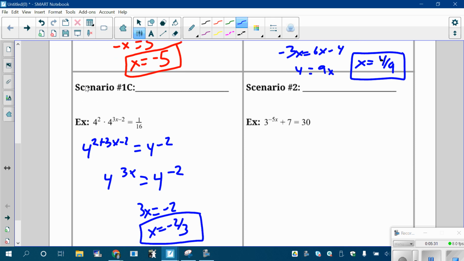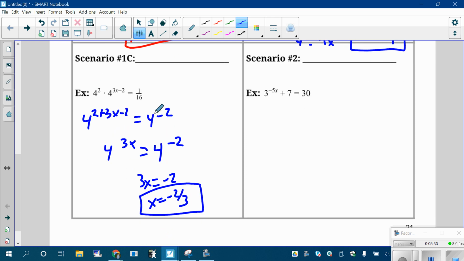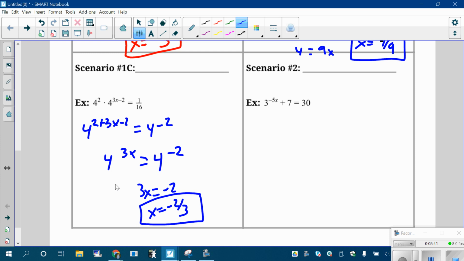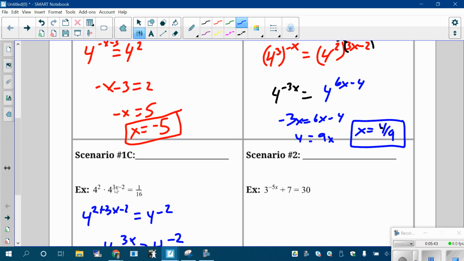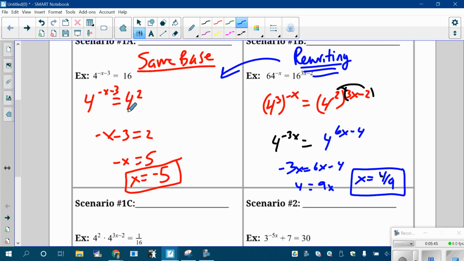Keep in mind we are solving equations. So after you solve an equation, if you want to plug your solution back in, it should make both sides equal. That's always true for solving equations. So keep in mind that's something you can do. Now, all three of these fall into the category of same base, oh yeah.